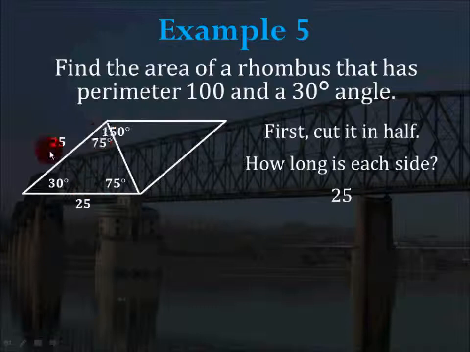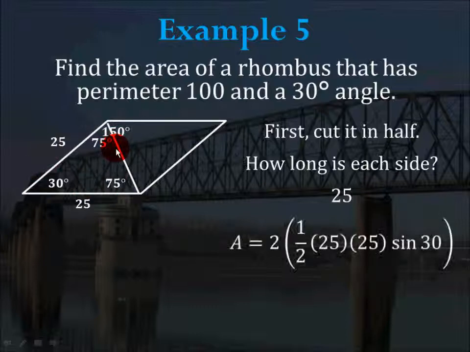So now we can take the area of this triangle here, which is 2 times 1/2 times 25 times 25 times sine 30. 2 because there are two of these congruent triangles that comprise a rhombus. So the area of this triangle is 1/2 times 25 times 25 times sine 30. You double that to get the area of the entire rhombus. So that comes out to 312.5 square units.